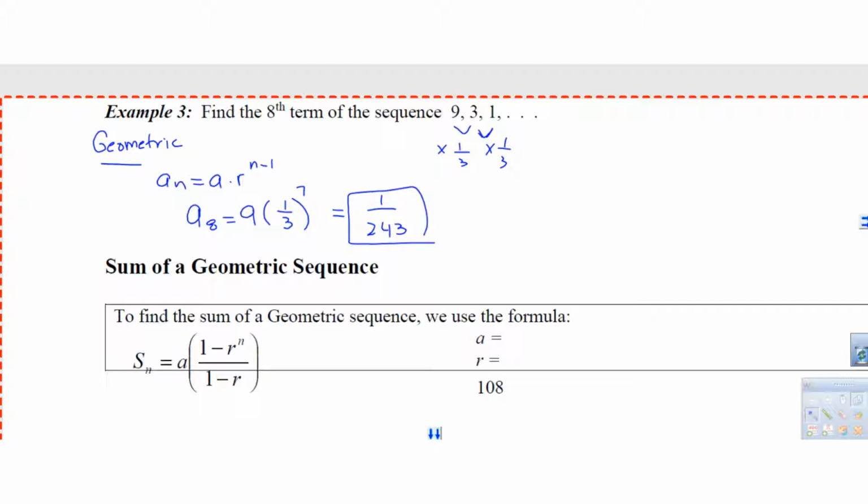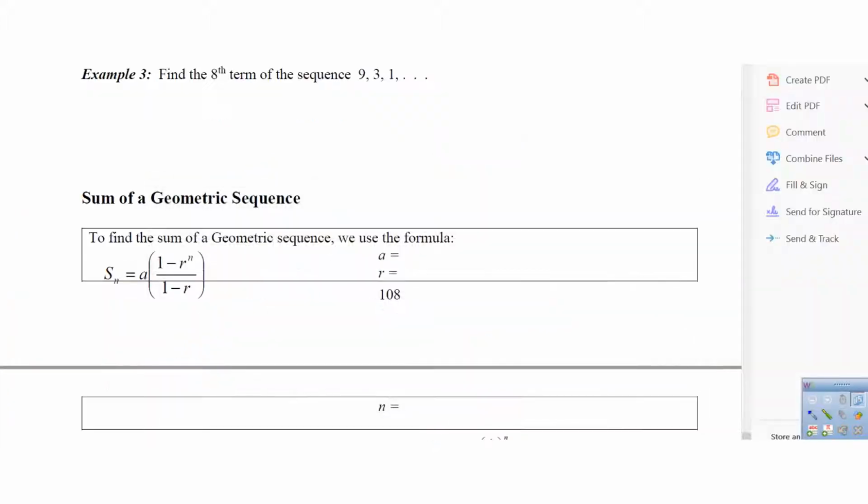Am I right? Did it work? Okay, so second PRB is your friend. Okay, now we're going to do the sum of a geometric sequence.